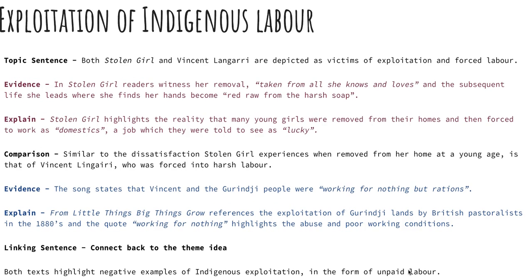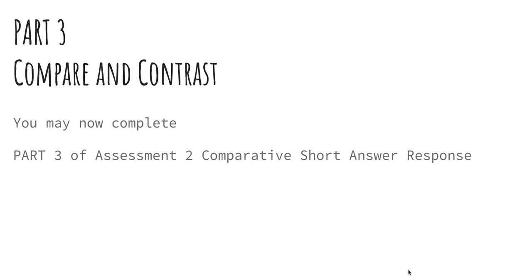So you've got 3 samples, all right? So now, compare and contrast. You may now complete part 3 of assessment 2, comparative short answer response. So remember, to complete part 3 and to complete assessment 2, all right, you need to do at least 2 paragraphs, and you also need to do the activities in the books and complete the task that Miss Mills has talked about in her masterclass.